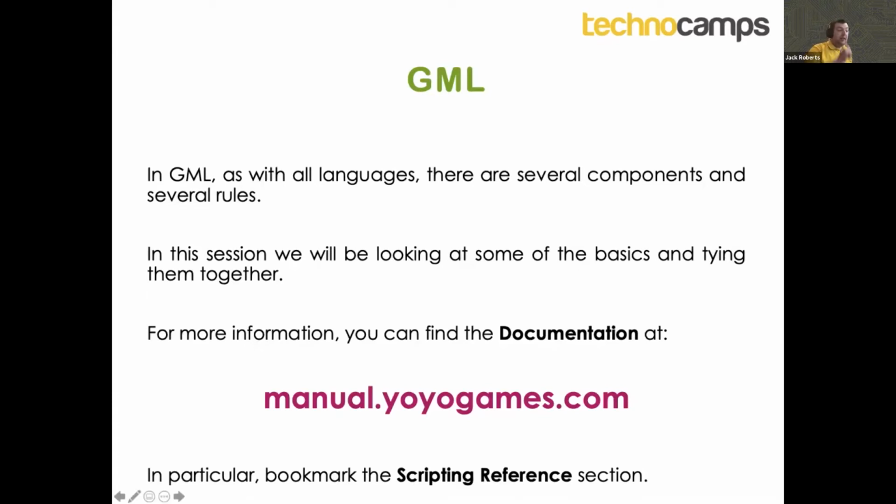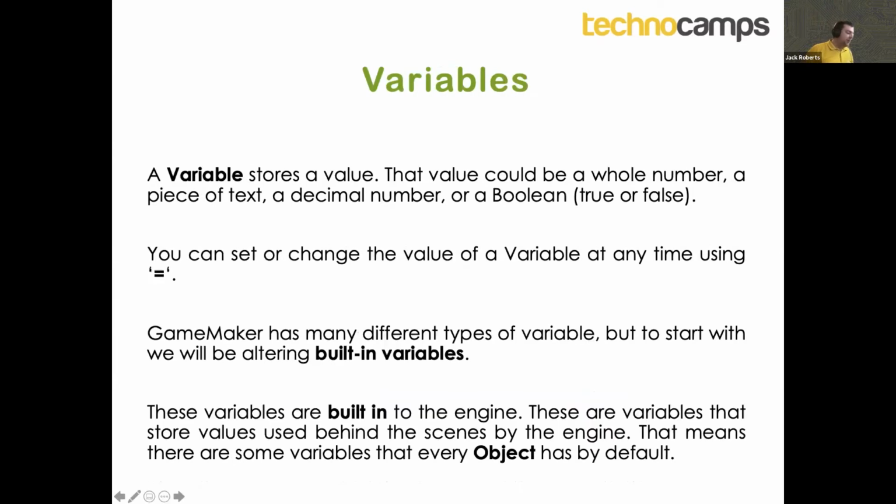In that, you can find a section called the scripting reference. That's where you can find all the components and information about GameMaker language. Now, the first component we are looking at are variables. A variable stores a value. That value could be a whole number, a piece of text, a decimal number, or a Boolean, so true or false. We can set or change the value of a variable at any time using the equals operator.